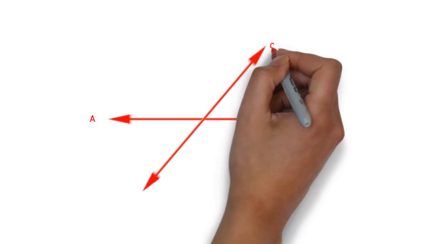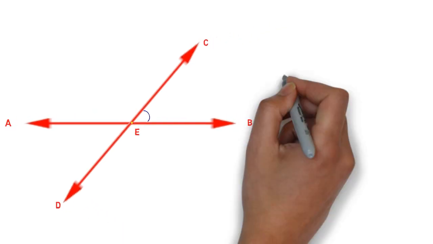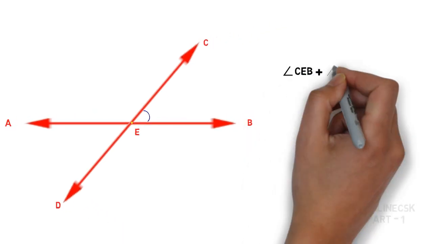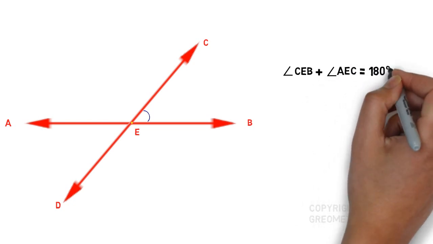Now consider these two lines. Suppose I draw two lines. Let's say the first one is AB and the other one is CD, and the intersecting point of these two lines is E. In this case, angle CEB and angle AEC make a straight angle, right? That means 180 degrees. So I can write angle CEB plus angle AEC is equal to 180.